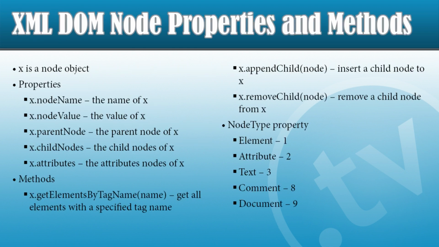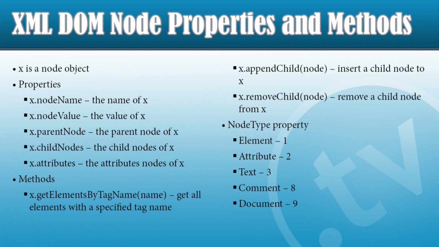The XML DOM node properties and methods available. Let's say that x is a node object. The properties that you can use are node name, node value, parent node, child nodes, and attributes. The methods available are get elements by tag name, append child, and remove child. There's also the node type property. If it is type 1, it is an element. If it is type 2, it is an attribute. Type 3, it is text. Type 8, comment. And type 9, it is a document.